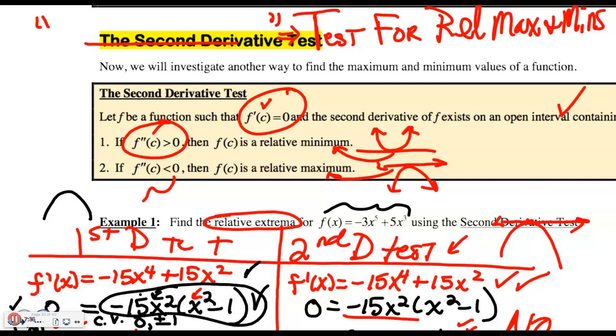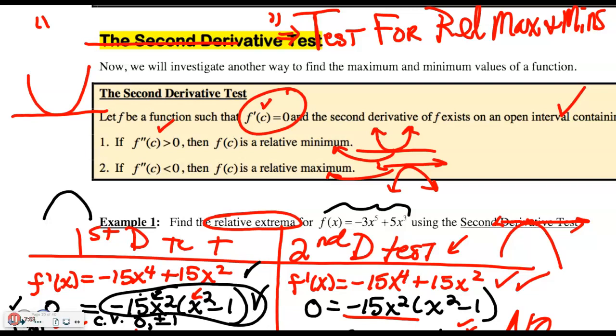Here's actually what some kids commonly do. They see that they get a number bigger than 0 and they think bigger is a max. But the second derivative being positive means you open up like a cup, so that point of horizontal tangency is a minimum of the function. Does that make sense, guys?